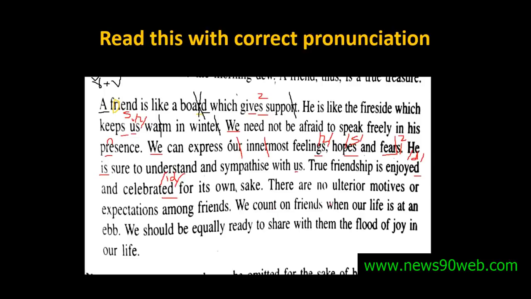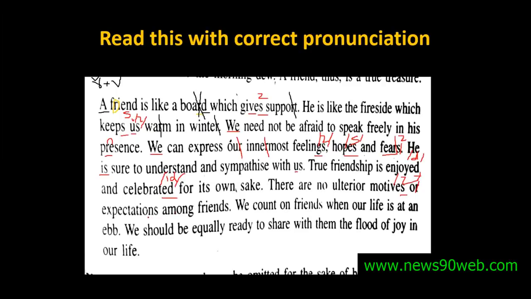There are no ulterior motives or expectations among friends. Motives. The r is not silent here, because there is no vowel after that.